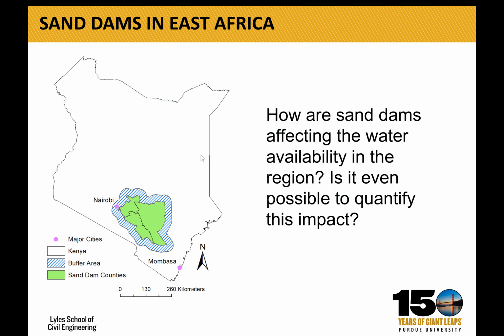So we talked about the change in land use and climate. The next question that we are going to ask is how some human impacts are affecting the water availability. So in this case, we are going to use an example of sand dams. So sand dams, these are small scale dams. There are thousands of them in East Africa. The question that we are trying to answer here is how sand dams are affecting water availability in the region. And since there is not a lot of field data collected to see how these dams are impacting, we don't even know whether it is possible to quantify this impact.